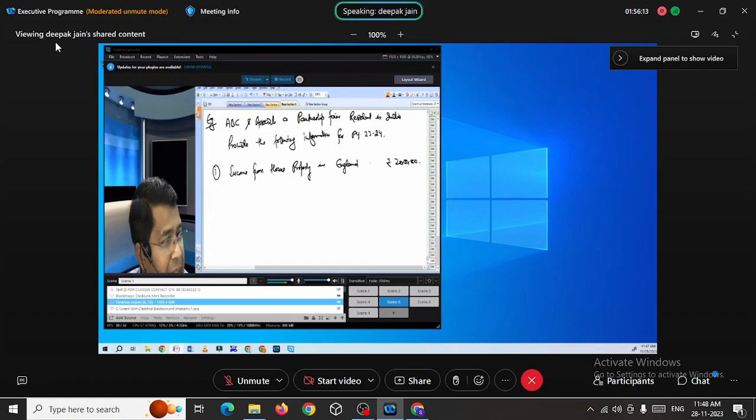Whether it would be taxable in India or not? Taxable, sir. Resident is. Yes, taxable. Assessee is resident, and once resident, then global income shall be taxable in India.